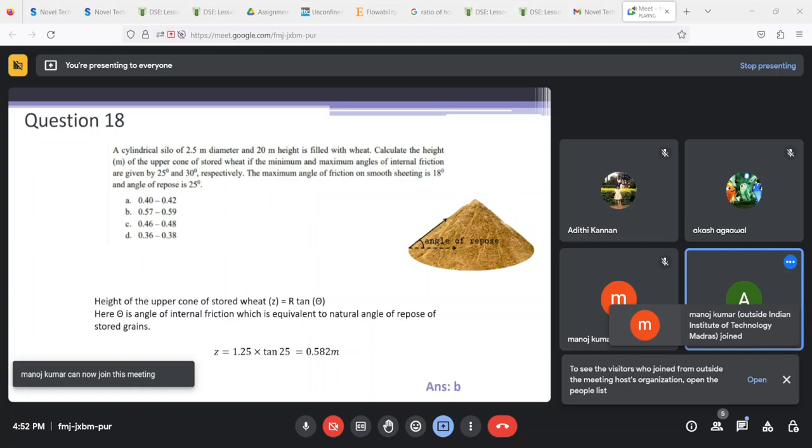So the answer is option B. We are calculating this because it is given that there is a cone kind of shape formed upon loading the wheat. That is why this angle of repose is coming into the picture here. I hope this is clear. Any doubts?